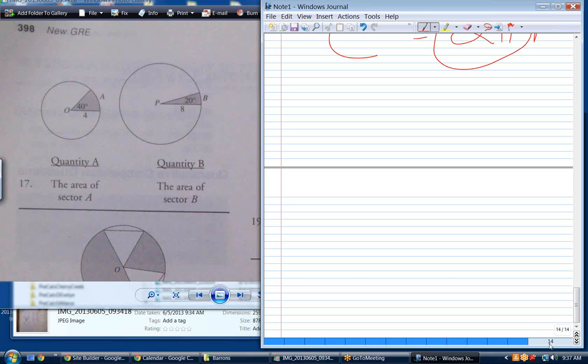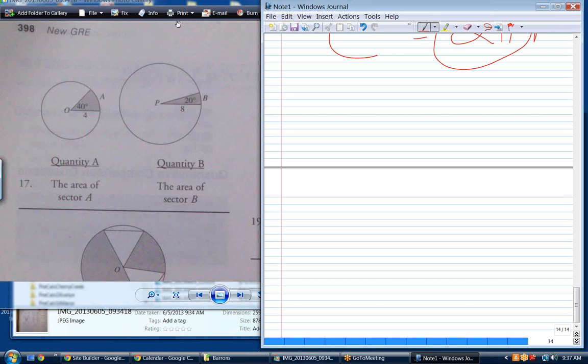I'm going to say, well, let me see the sector again. That's times this. Okay, so it'd be 1/9 and then times the circumference, which would be 8 pi. Not the circumference. Remember, we're dealing with area. Oh, area. Okay, so it'd be 16 pi. Okay. So 16 over 9 pi for the first one.